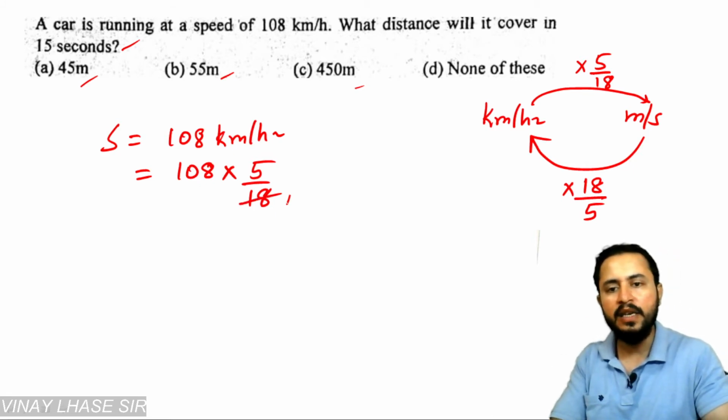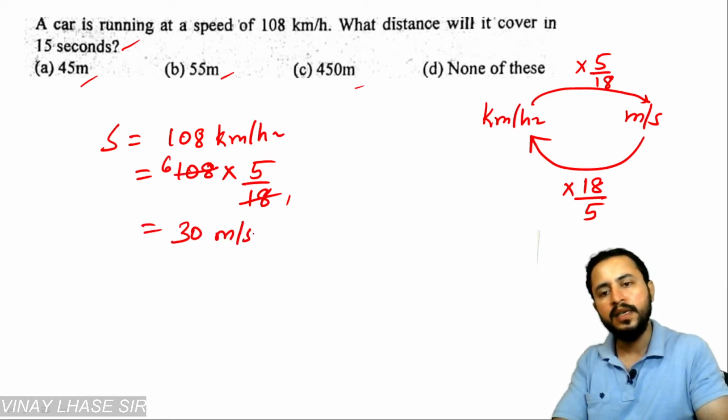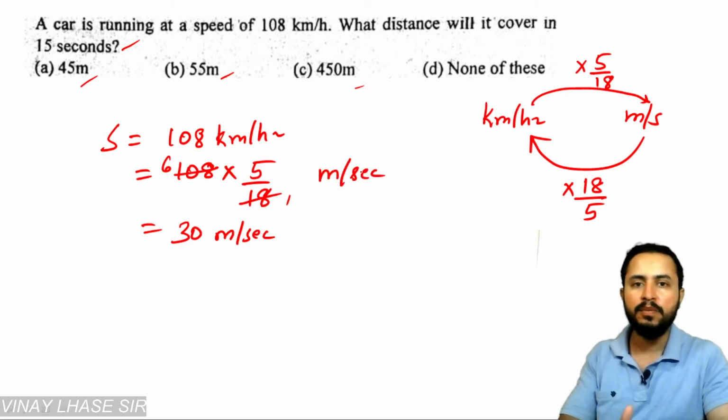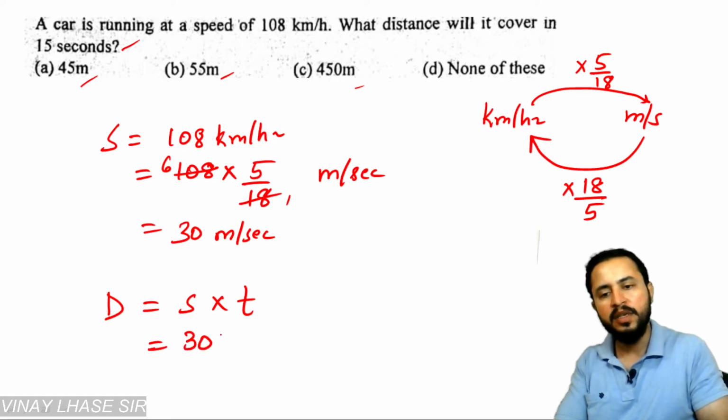So we'll be getting 18 ones are 18, 18 6s are 108, and 6 5s are 30 meter per second. When we multiply with this, we get the result in meter per second. Now you know the formula, distance is equal to speed into time. What's the speed we are getting? Speed is 30 meter per second.